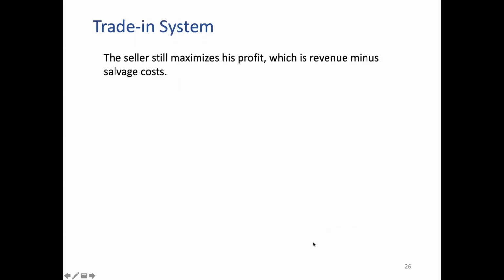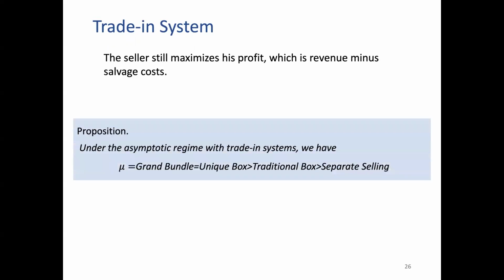Okay, so in this case, we still assume that the seller wants to maximize his profit, which is now revenue minus the salvage cost. Okay, so our first result is that under asymptotic regime, with trading system, we can have a complete relation about the 4 candidate strategies now, which is grand bundle and unit box are both asymptotically optimal, and they are greater than traditional box, and all of them are better than the separate selling. So with this chain, you can clearly see why the seller favors loot boxes. Compared to the grand bundle, loot boxes doesn't require a large payment upfront, and compared to the separate selling, it has higher revenue.